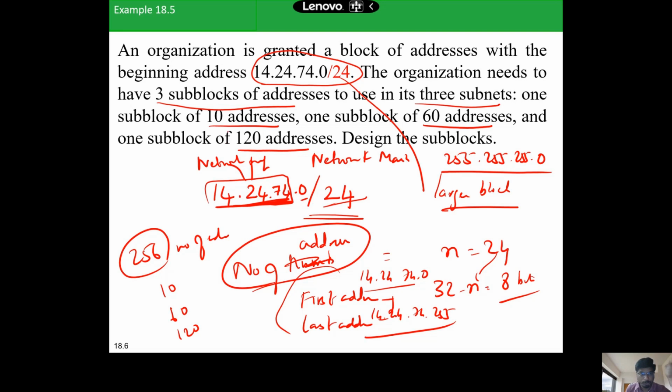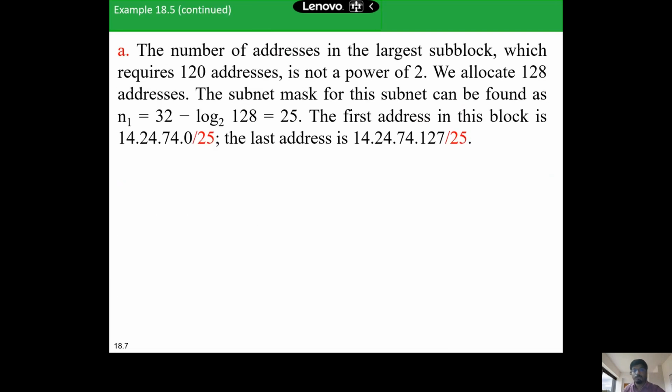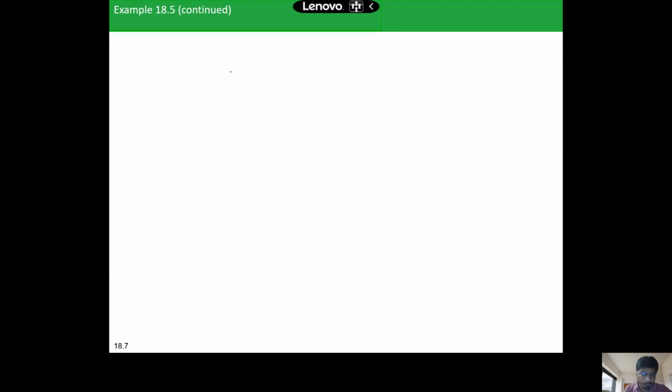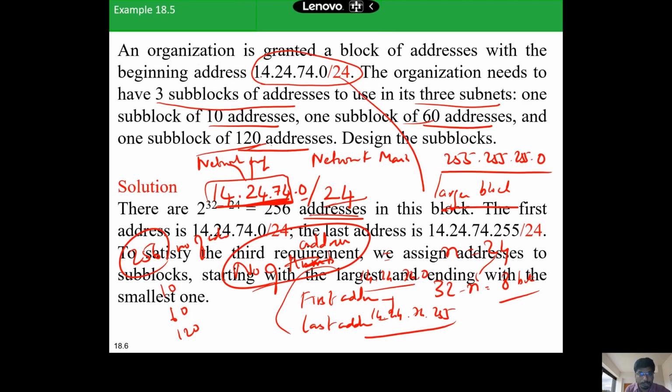Given 3 subblocks, which block will you first allot? Think. The rule says always allot addresses to the larger subblock requirement. So 120 is the largest. Then you will allot 60. Then you will allot 10. Okay, so let's now take up. You're going to take this as subnet 1, this as subnet 2, and this as subnet 3. But if he needs only 120 addresses, what will you do in that case? All right, let me write down the question again.